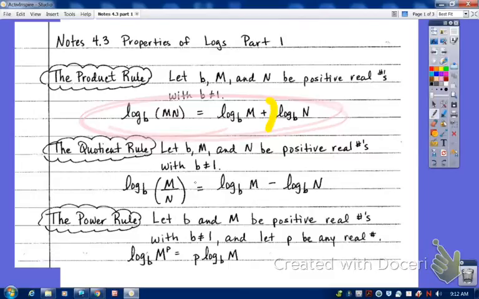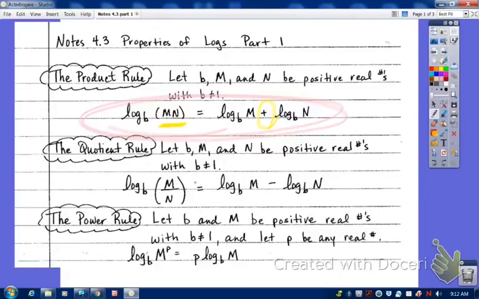Okay? And we're going to focus on when do we add logs, when do we subtract logs, and when do we multiply. So this is an example of when you're adding. You're adding because it's m times n. When it's m times n, you expand the log into the sum of two logs.